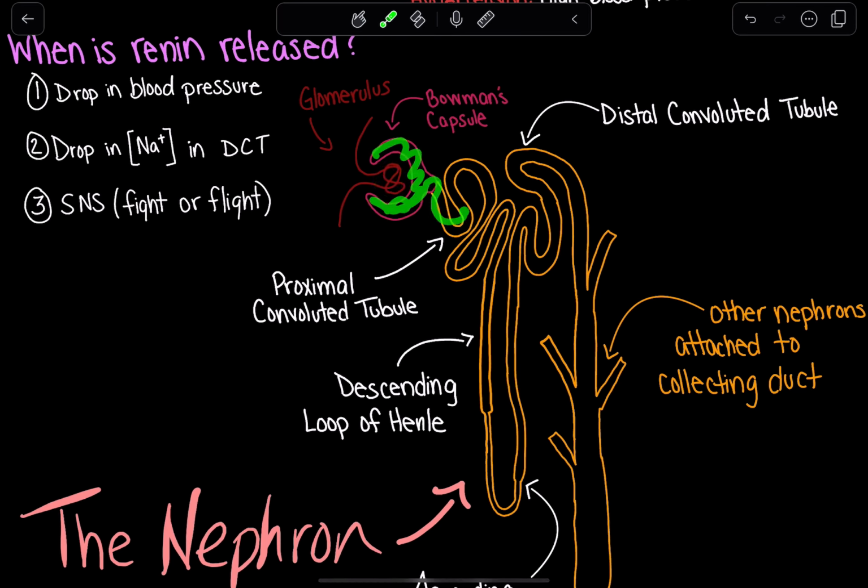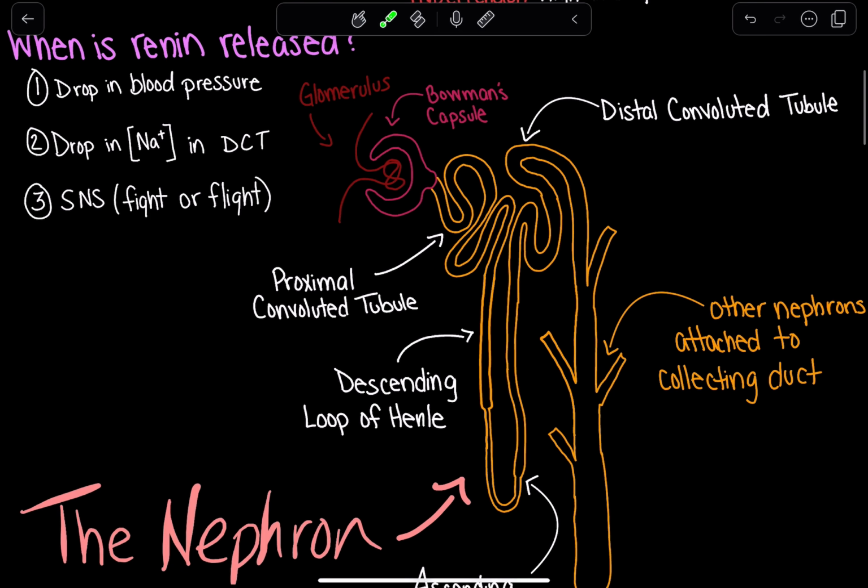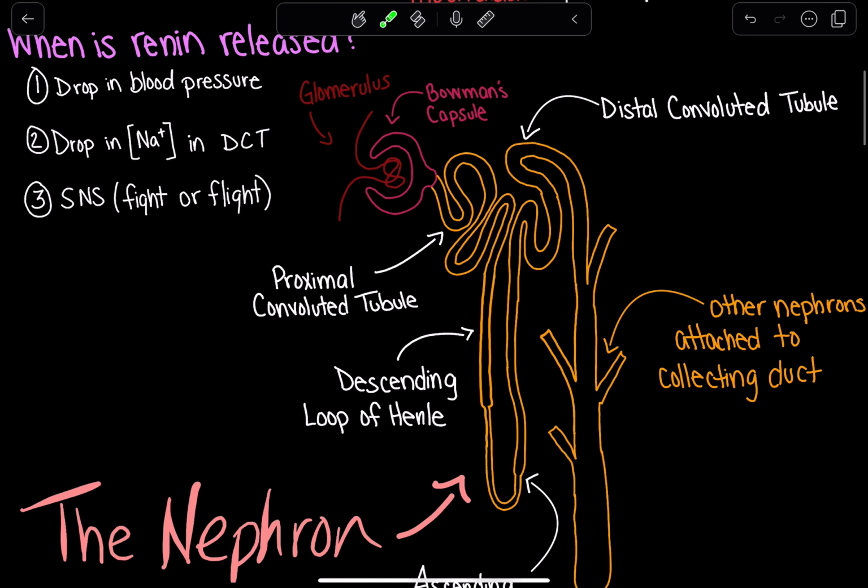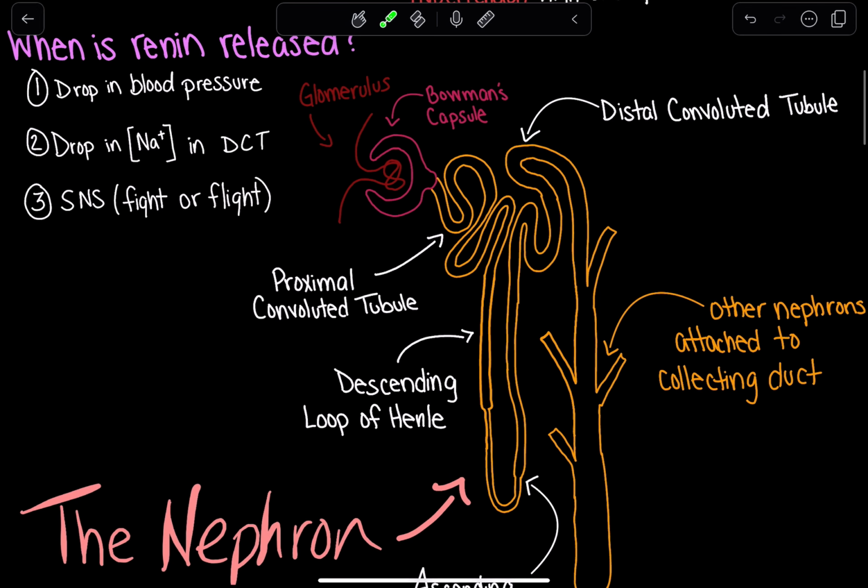And that filtrate will move through the nephron and go through a series of absorptions and secretions until it eventually reaches the collecting duct and goes on to become urine. Now, the nephron has a series of locations within it which can detect either blood pressure or sodium levels.